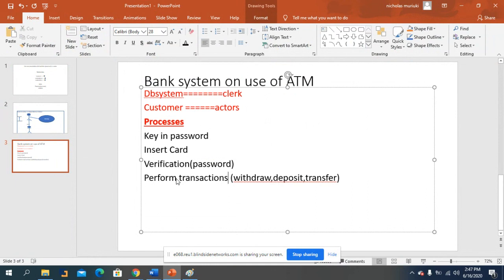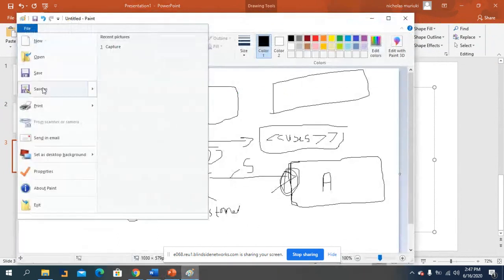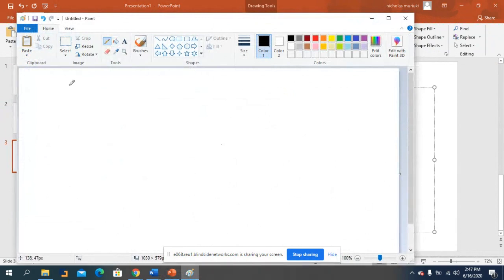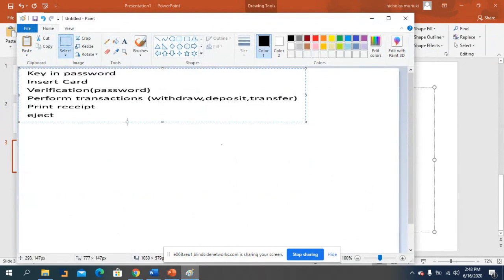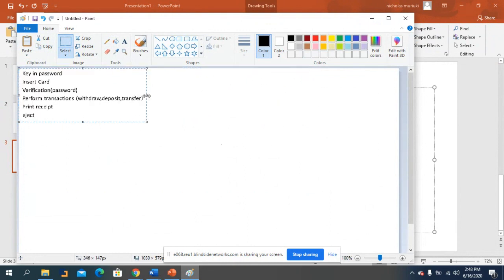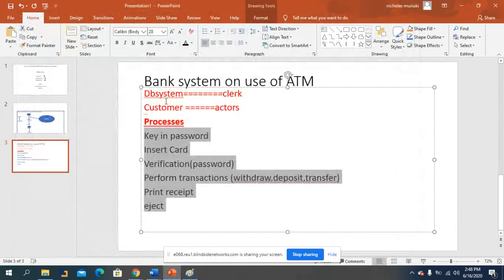But which are these transactions that have to be given out here? Then when you do this transaction, maybe print receipt. You print receipt, and after that, you eject the ATM card. Those are a few processes that you must work with. And I still want to use Paint because of drawing. Allow me to use that, and I want to paste them somewhere there. These are the activities that we'll be using: key in password, insert card, verification, perform transaction, print receipt, eject. But who is doing that is the DB and the customer.